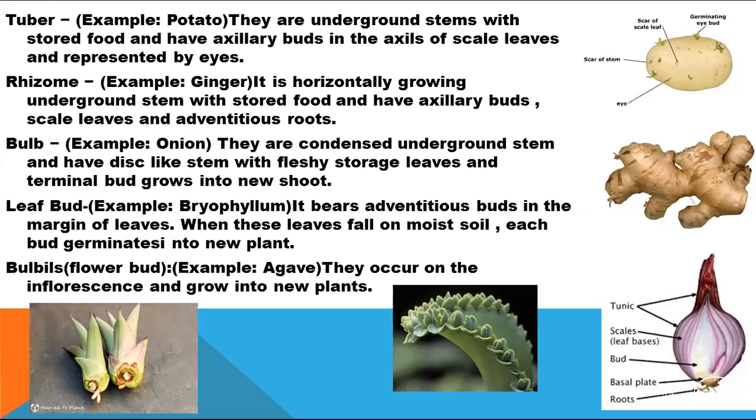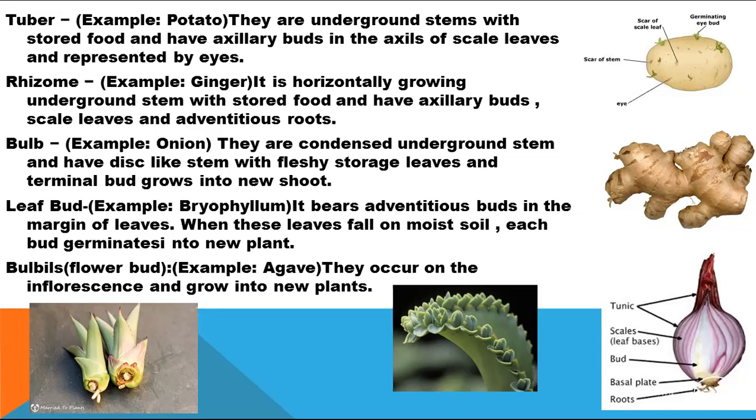Tuber: vegetative propagation by stem. They are underground stems that store food and have axillary buds in the axils of scale leaves, represented by eyes. On the nodes, which are represented by eyes, each bud may grow into a new plant in the next growing season.